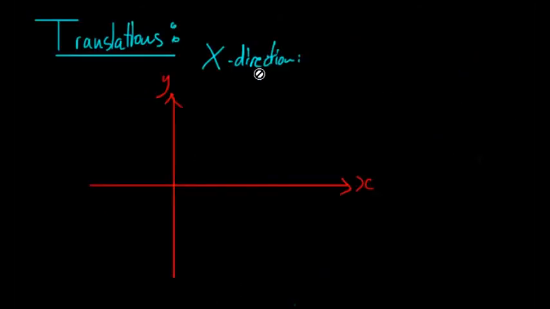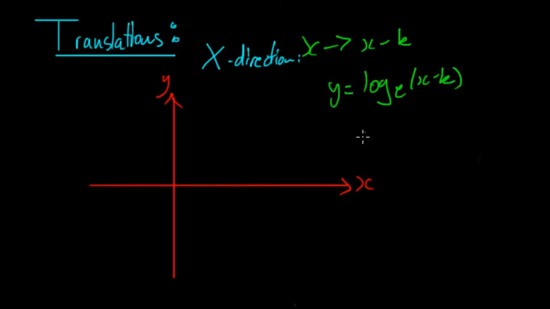So what about translations in the x direction? This is when we're replacing x with x minus k. So we're going to get log e (x minus k), and then y is equal to this. The main thing about this translation is you are changing the asymptote. So this point here is going to be (1, 0). However, when you have y is equal to log e (x minus k), then the asymptote will change.